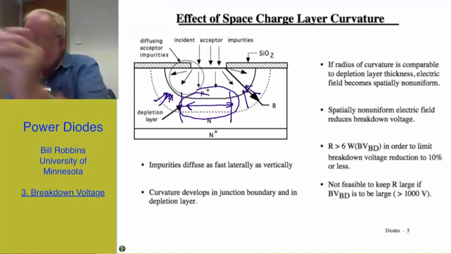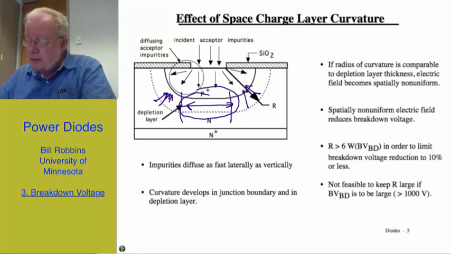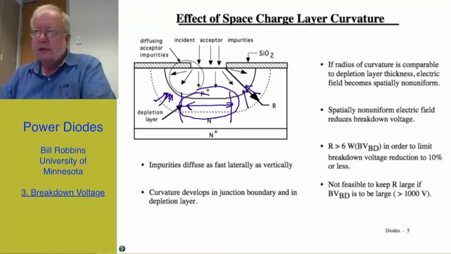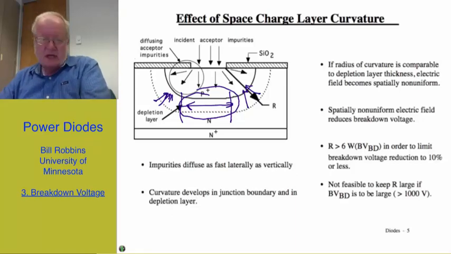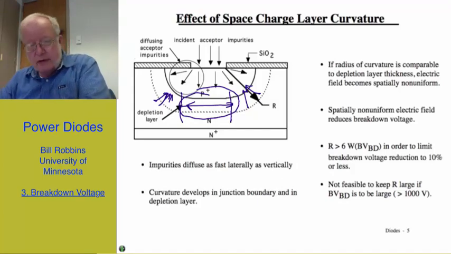Another consideration is that it's probably going to be impractical to have such diffusions that are 6 times larger than the desired width of the space charge layer. For a 1,000 volt breakdown, we need something on the order of 100 microns for the depletion layer. 6 times that is 600 microns. It's going to be nearly impossible to make a diffusion as deep as 600 microns. So we want to have some other method of reducing the effect of the field crowding.